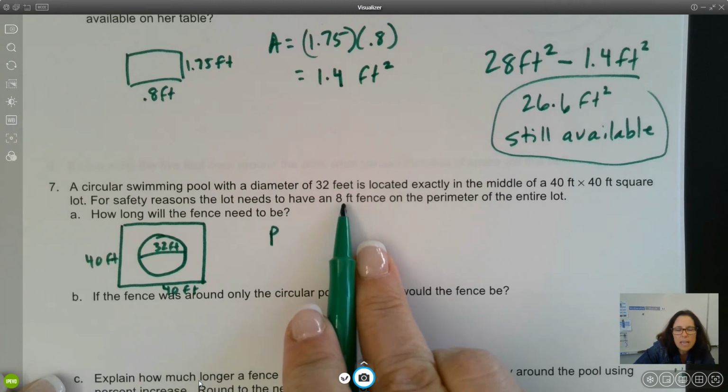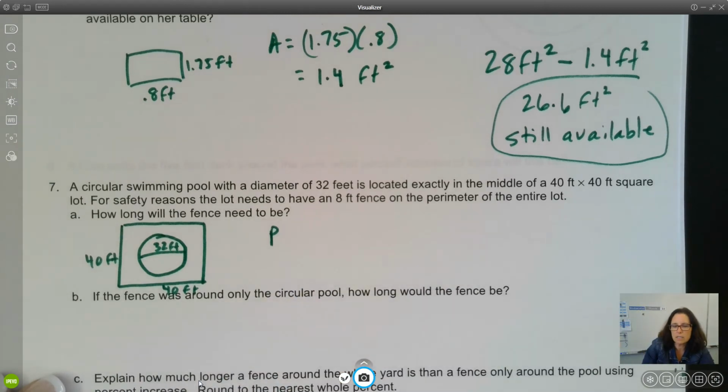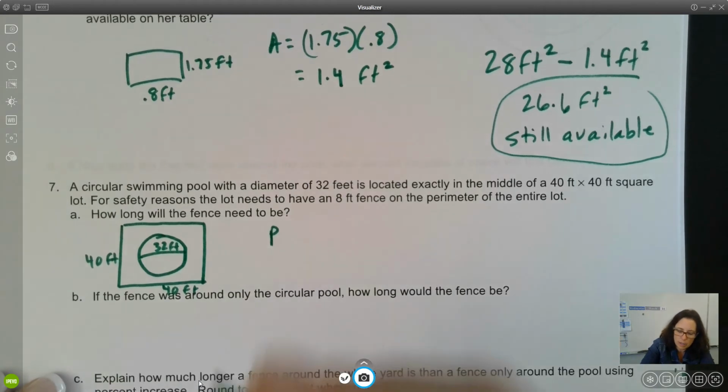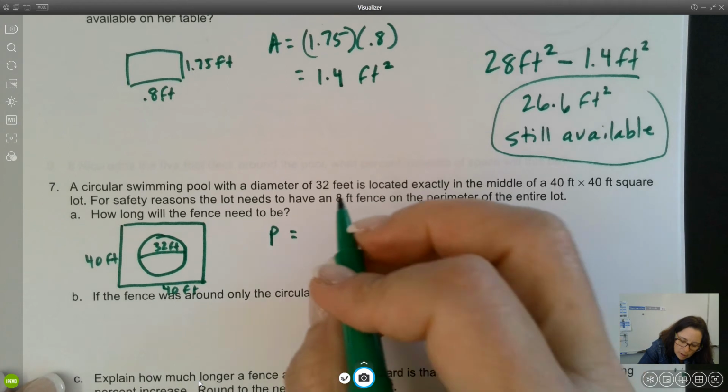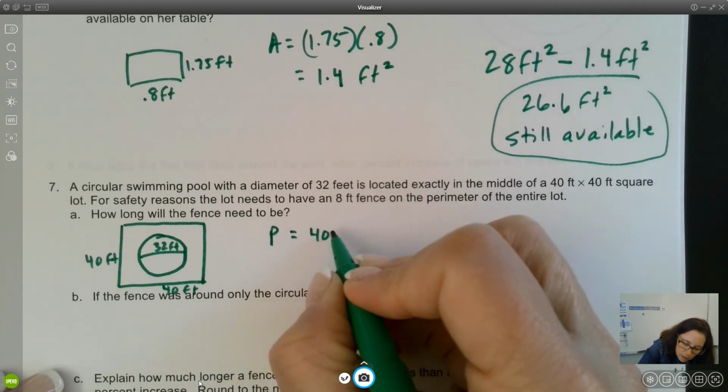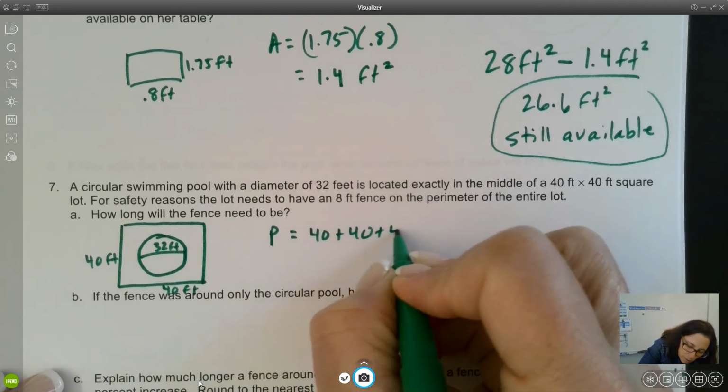Okay, the 8 feet is there just to throw you off. It's 8 feet high. You don't need to worry about that in the calculation of the perimeter. So the perimeter is going to be 40 plus 40 plus 40 plus 40.